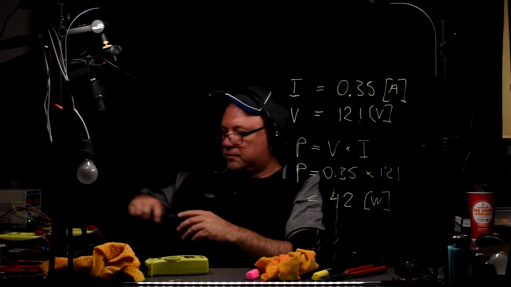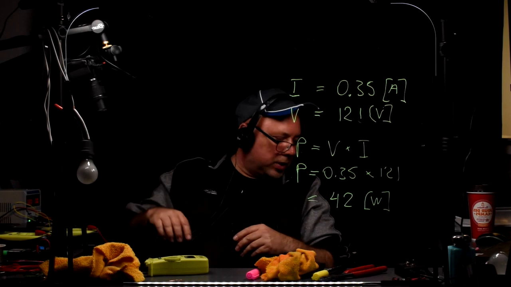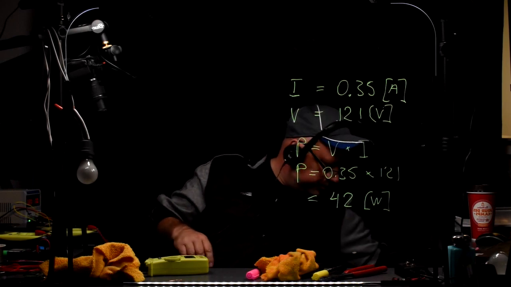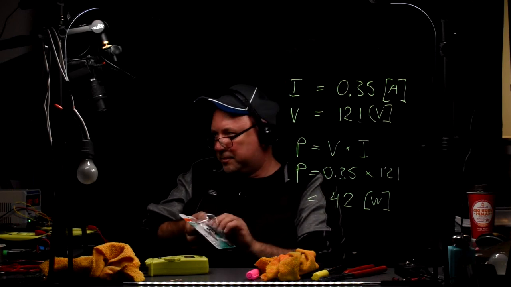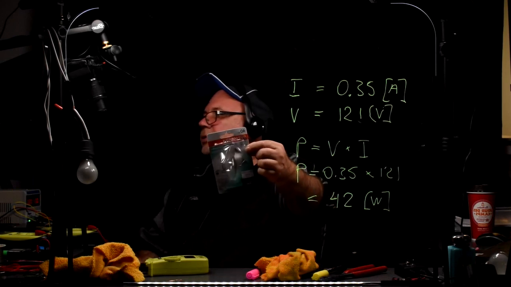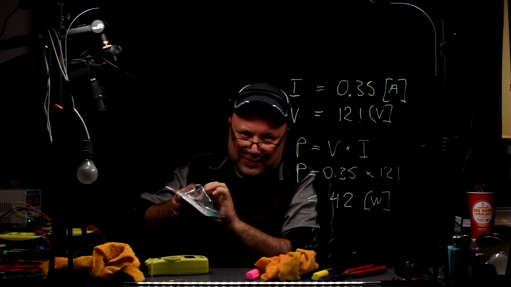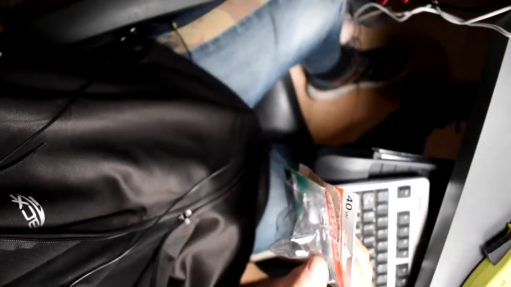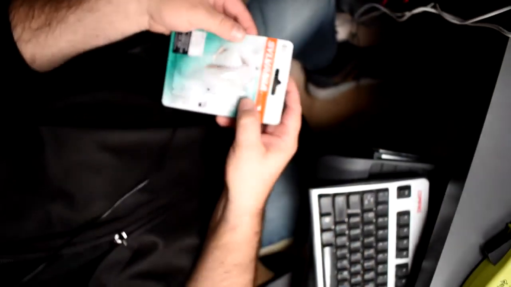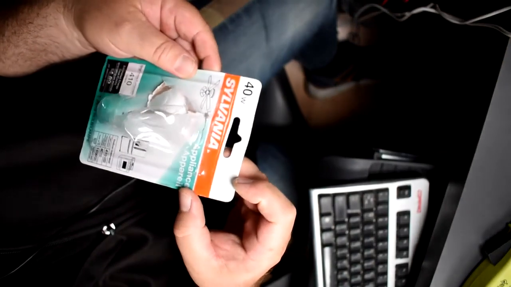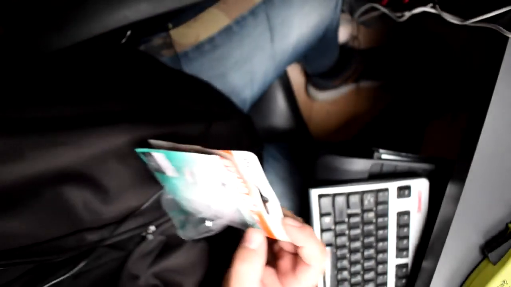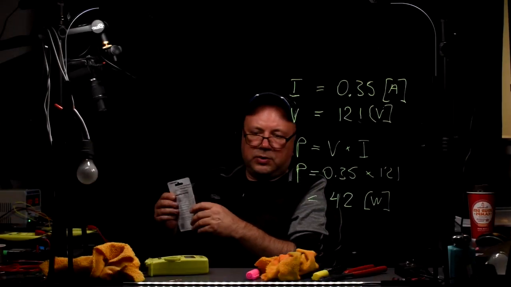Well, I bought 2 of those light bulbs. Actually, here's the package from the light bulb here. What does it show? This package is showing that this is a 40-watt light bulb. Yeah. So it looks like the meter works.